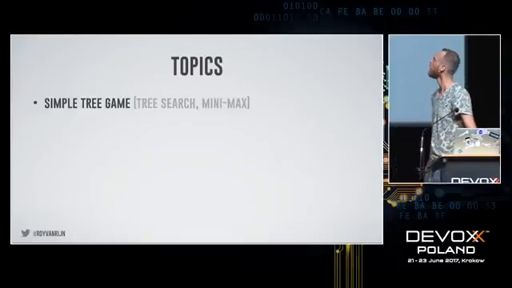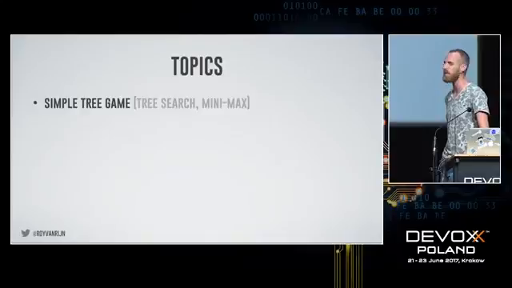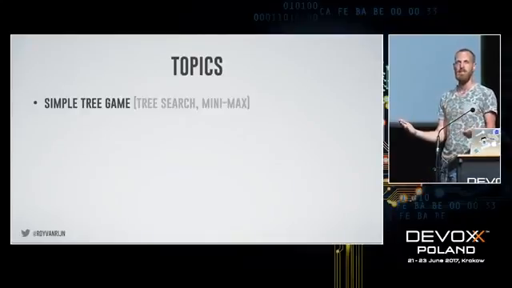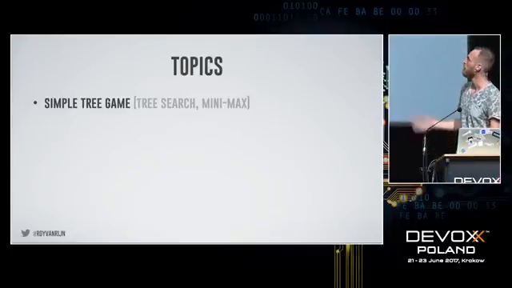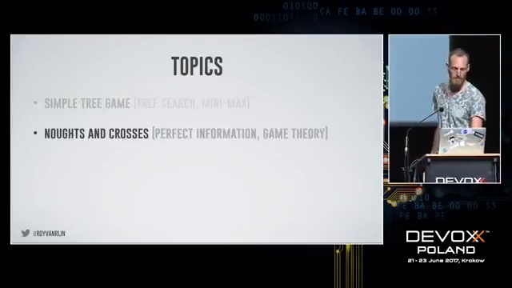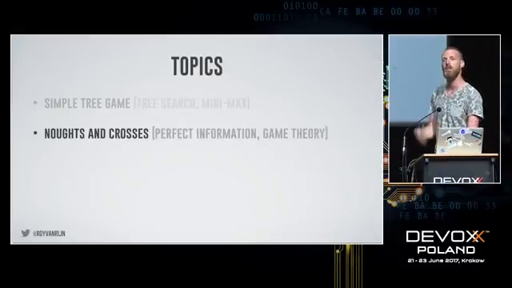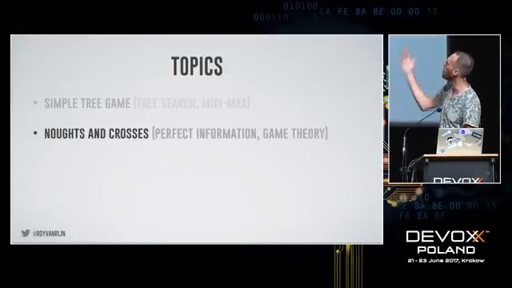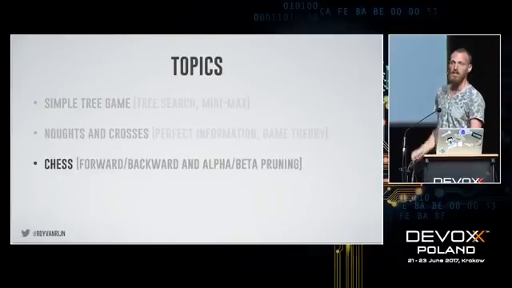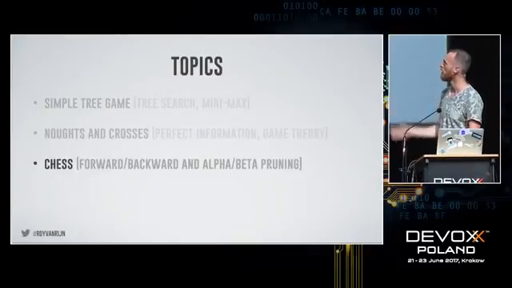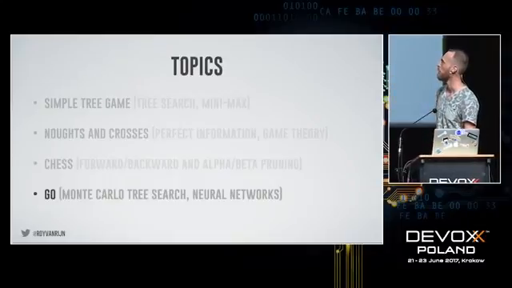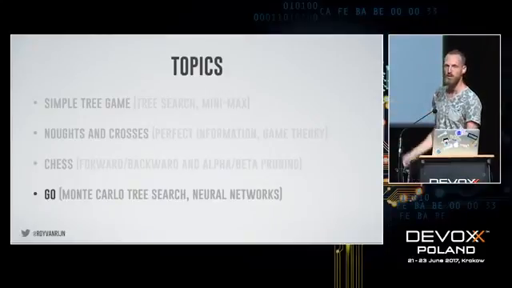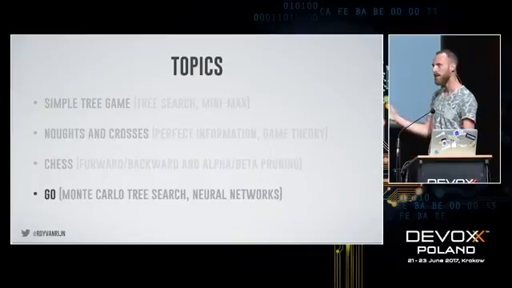So what are we going to cover? We'll start with a very simple tree-based game, and I'll explain the basics of a tree search, which you probably already know. And I'll explain Minimax, which is an algorithm. Then we'll move to Noughts and Crosses, a bit more complex game. And then we'll talk about perfect information and game theory. Then we'll move to chess, forward-backward pruning, alpha-beta pruning. And then we'll end up at Go, our main objective, and we'll talk about Monte Carlo tree search and neural networks. Sounds complicated, but it isn't.